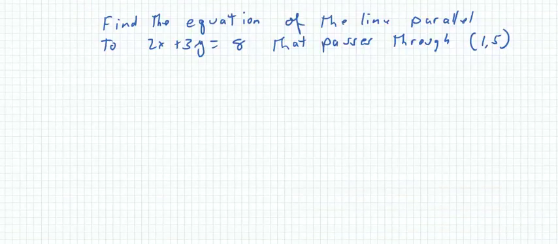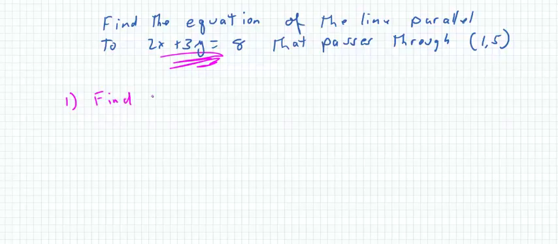Okay, we want to find the equation of the line parallel to this line, right here, that passes through this point. So I have some random line here. It's not this line. It's parallel to this line, but it goes through this point. So the first thing I have to do is find the slope.